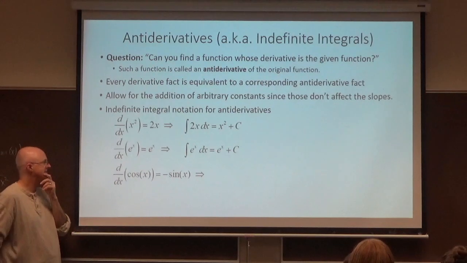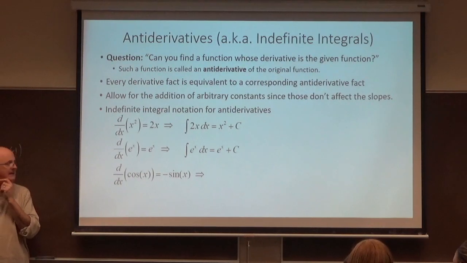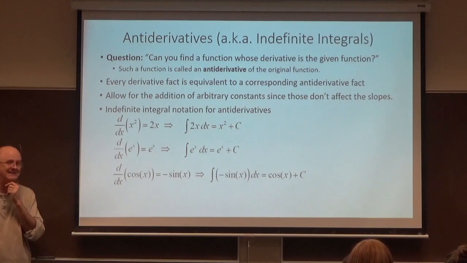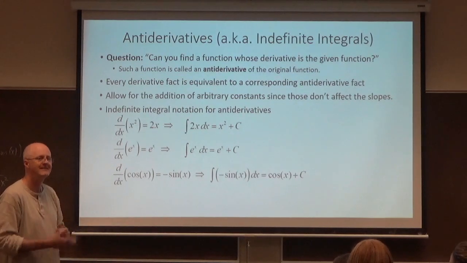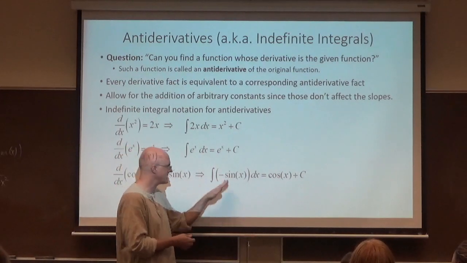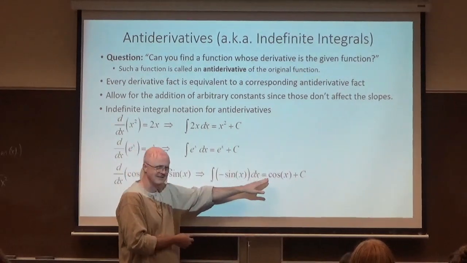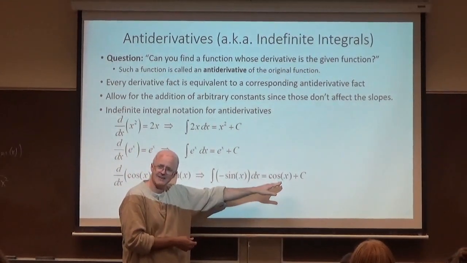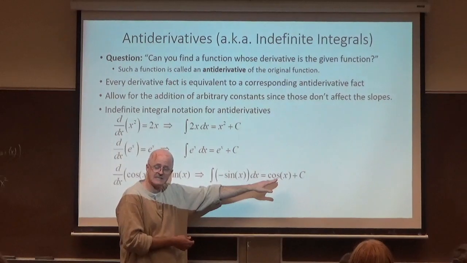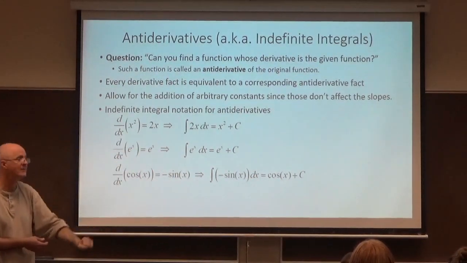Derivative of cosine of x is negative sine of x. Therefore, the most general antiderivative of negative sine of x is cosine of x plus c. Does that mean the most general antiderivative of sine of x without a minus sign there is negative cosine of x plus c? It does, but I'm not writing that down.